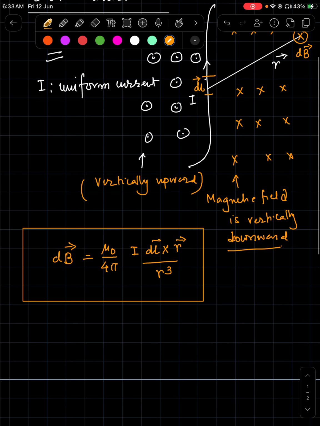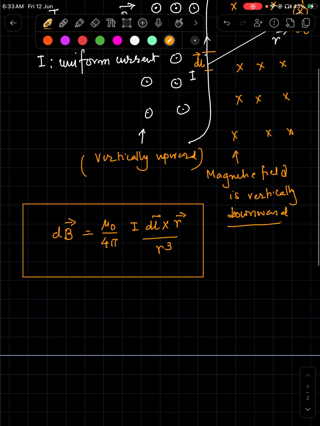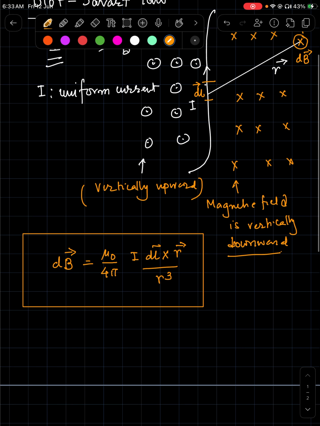Good. So there is cross. We are not bothering about the cross product right now, because the cross product is giving me the direction, and we have already fixed the direction from the very beginning of this class. So we are not bothering about the cross product.